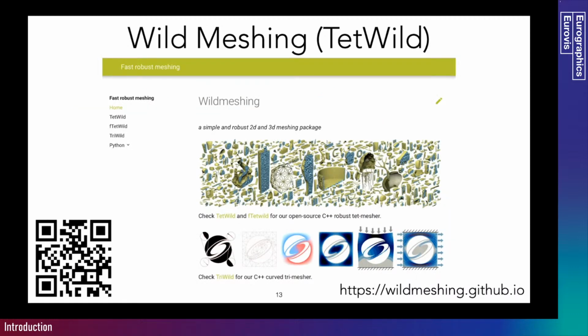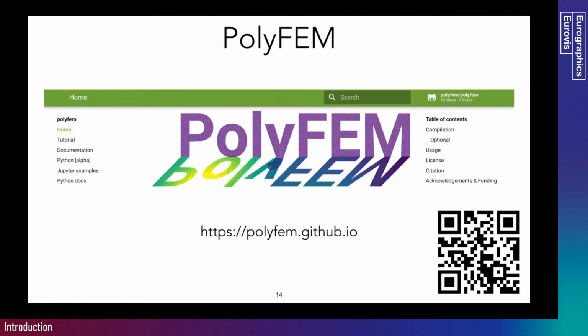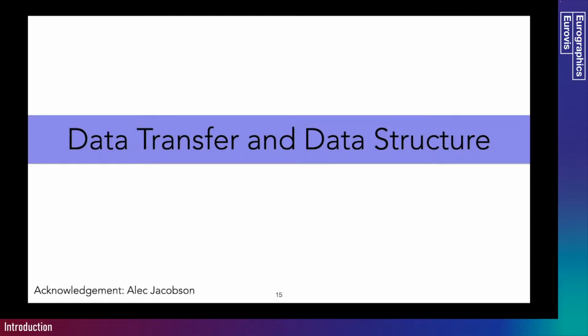Then wild meshing. This is an open source library for doing meshing, both triangle meshing in 2D and tetrahedral meshing in 3D. This one is also fully available through Conda, and you're going to see in one of the applications how to use this library to generate your meshes. Finally, Polyfem. This is a library for doing simulations using the finite element method. This one is also available through Python, and it will be used in one of the applications.